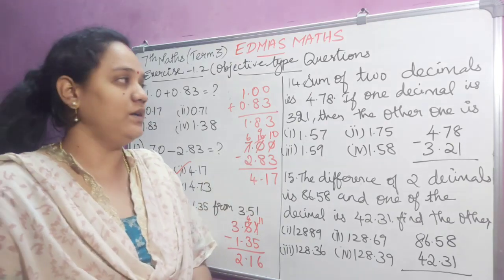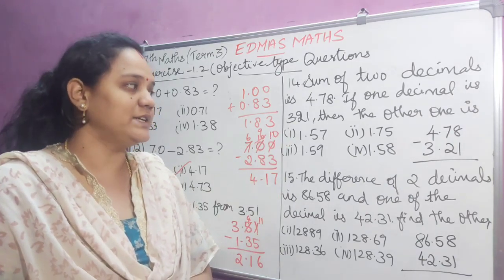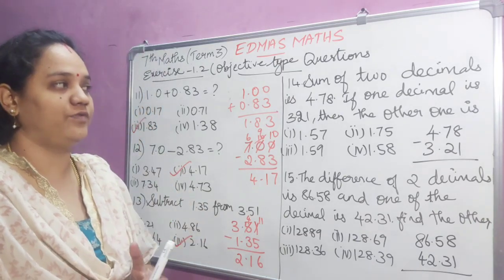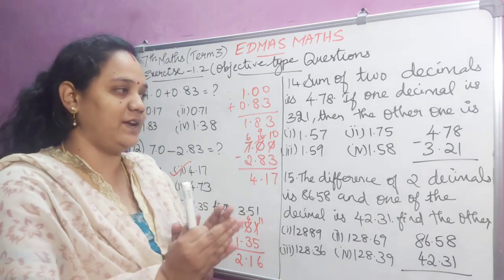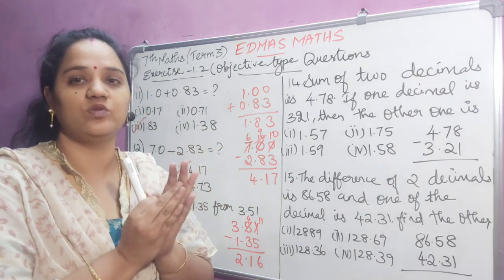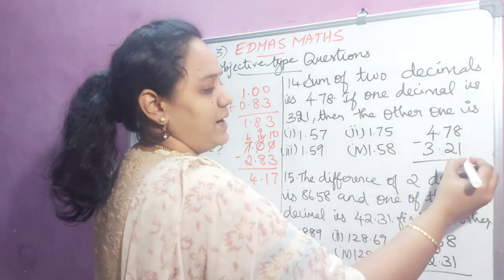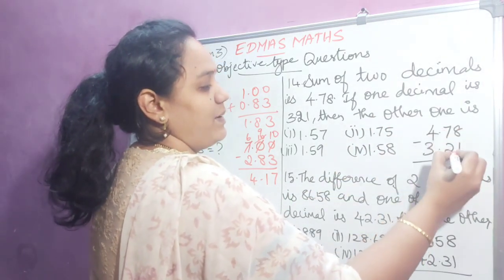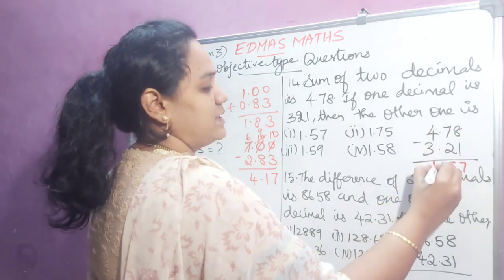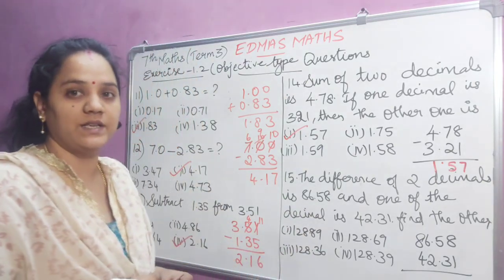Then the 14th one. The sum of two decimals is 4.78. If one decimal is 3.21, then the other one is? Okay, the sum of two numbers is given as 4.78, and one number is given as 3.21. So if we subtract these two numbers, we can get the answer. So I am going to subtract here. 8 minus 1 is 7. 7 minus 2 is 5. Dot, 4 minus 3 is 1. So 1.57 is our answer. The first option is our answer.